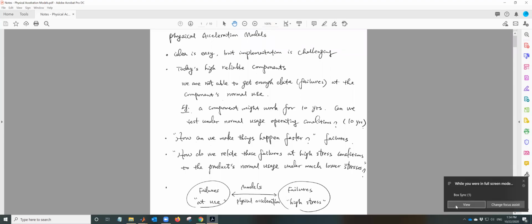Hello, everyone. Today, let's have a look at the physical acceleration models in reliability engineering. The idea is easy, but the implementation is very challenging.